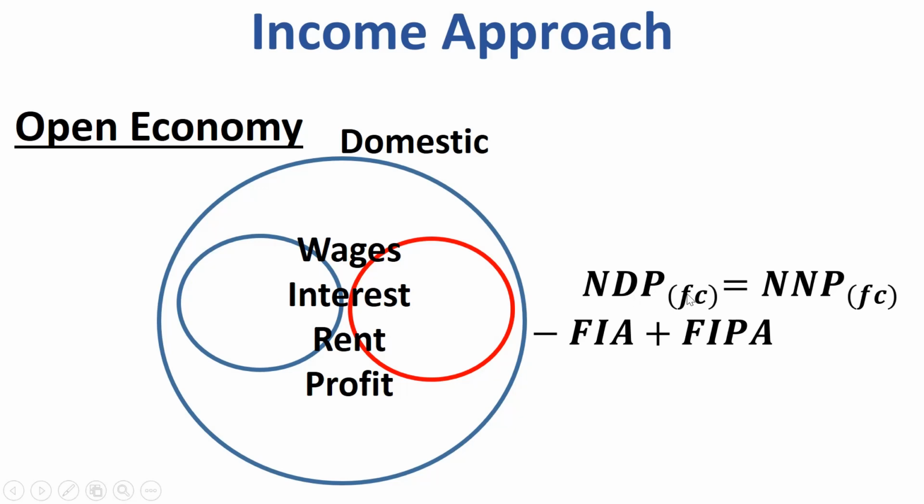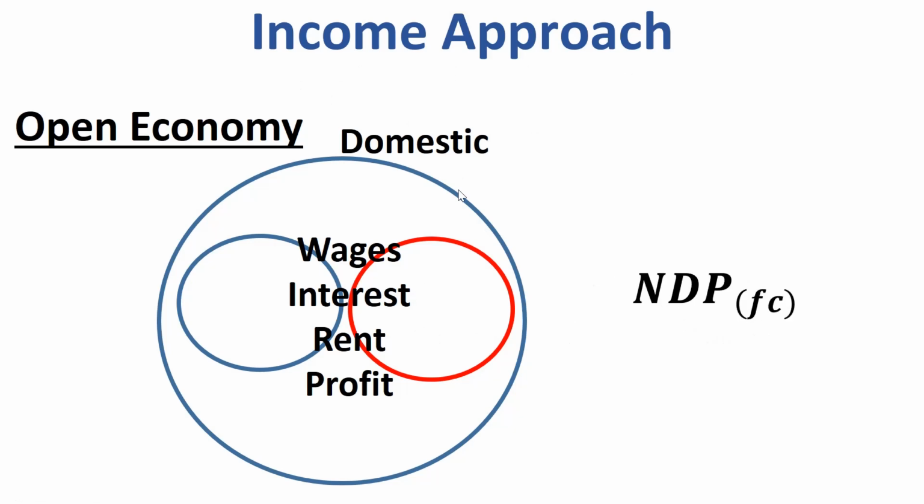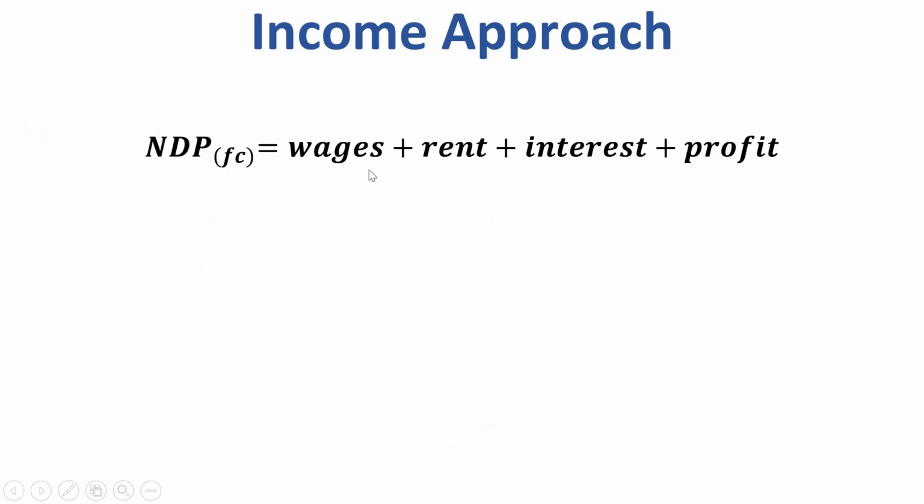So if all the incomes earned in the domestic economy is equal to this part, which is the same as net domestic product at factor cost, then we can start our income approach analysis by quoting that NDP at factor cost is equal to all factor incomes earned in the domestic economy. And this is where we proceeded. So that is the explanation for why we proceeded with this relation.